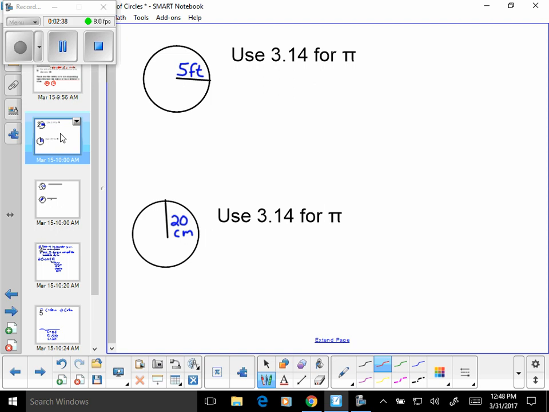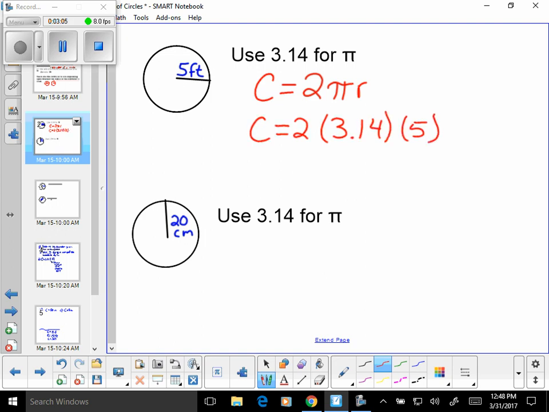All right, here we go, folks. Like I said, we have two formulas. Because they show us the radius here, I am going to be using circumference equals 2 pi r. If you remember, 2 times the radius equals the diameter. So that's where the 2 comes from. We are going to use 3.14 for pi because they tell us to. And my radius here is 5.